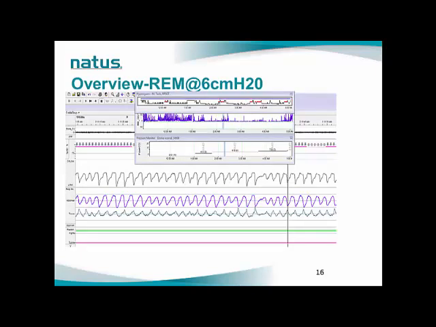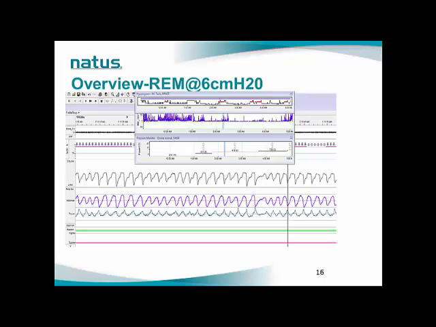In this slide, on the top, we have the hypnogram, an overview of the RMI trace and pressure monitor. This is a split night study. The view shows that the RMI index during REM stage at CPAP 6 is high, which indicates severe obstructive sleep apnea.